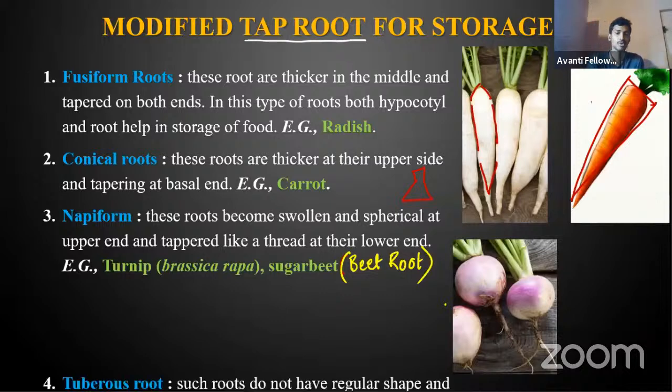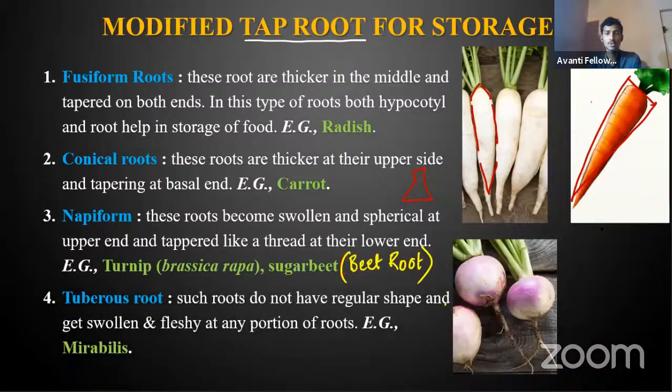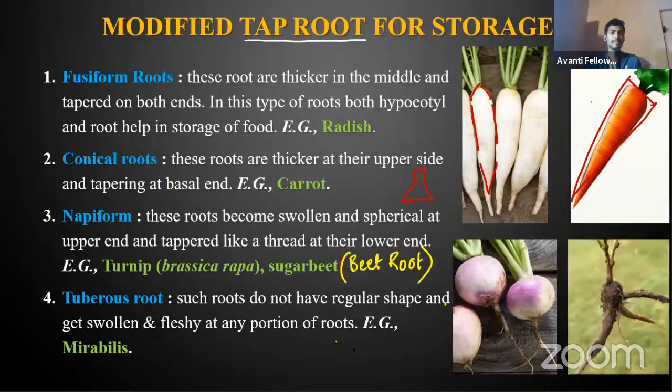So that's the napiform root. And the fourth one is a tuberous root. Tuberous root means it does not have any particular shape, like mirabilis. You can take other kinds of examples. It may be like something like this, or something like this. They do not have any shape. They will grow however they want. So those are mirabilis.